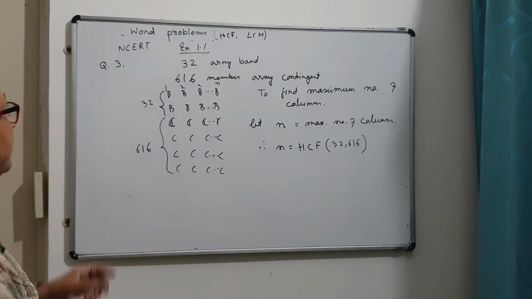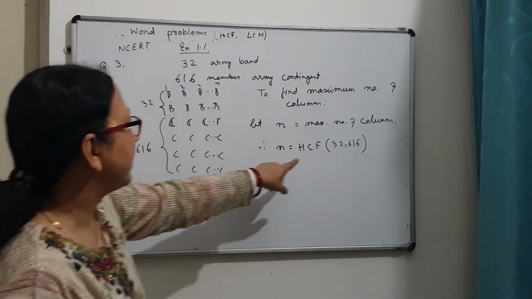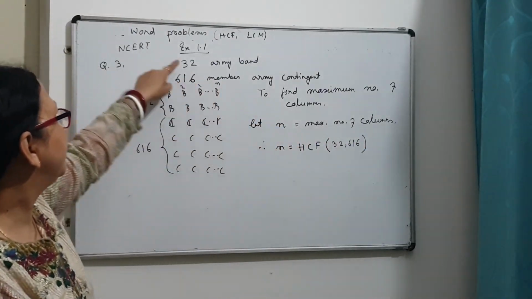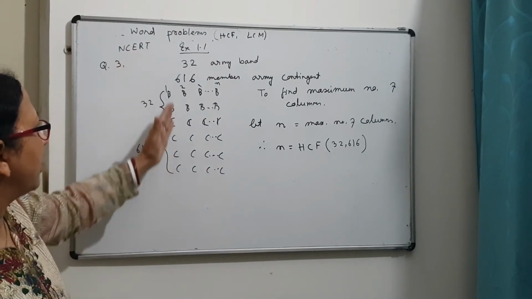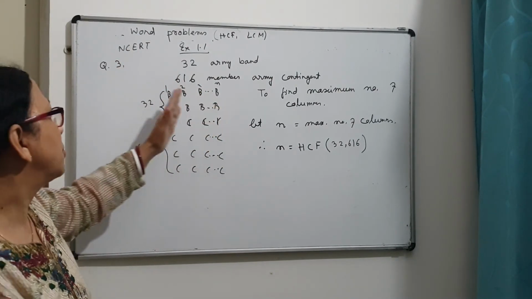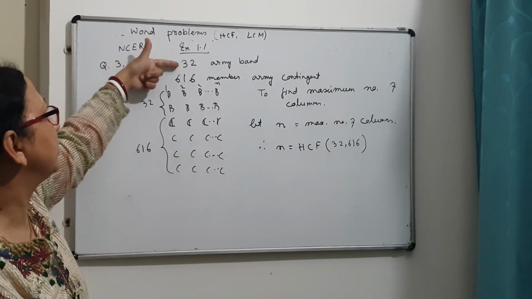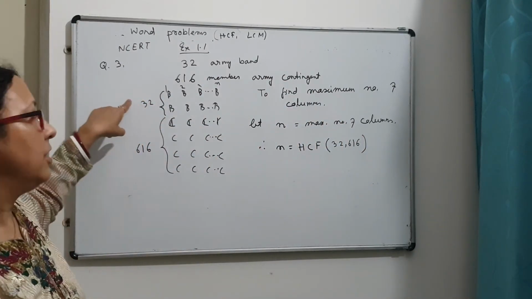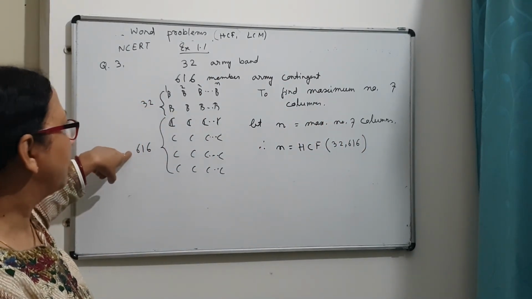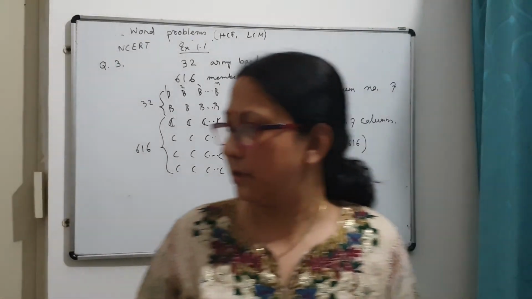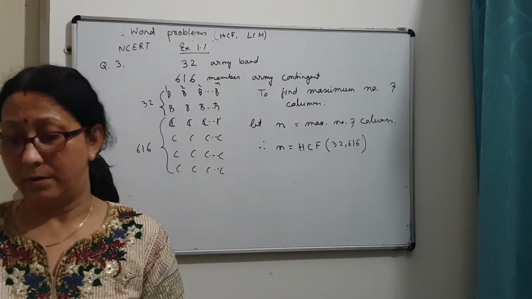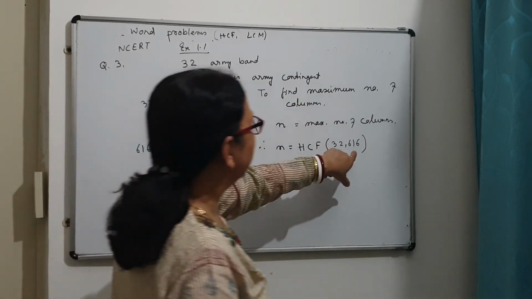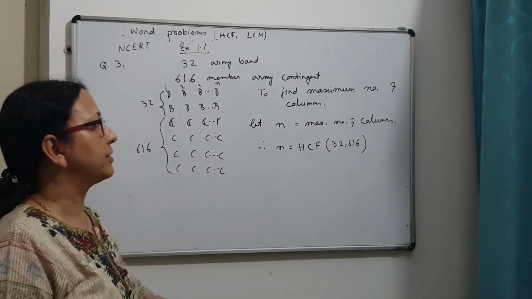That is the reason why there has to be the HCF: the number of columns, which we are asked to find, is a factor of these two numbers, so it has to be a common factor, because the number of columns in which they will be marching has to be the same. So the number of columns has to be the common factor of both these numbers. And since the maximum number of columns is required, I'll be taking the highest common factor. Again, by Euclid's division algorithm, you'll be able to find this.